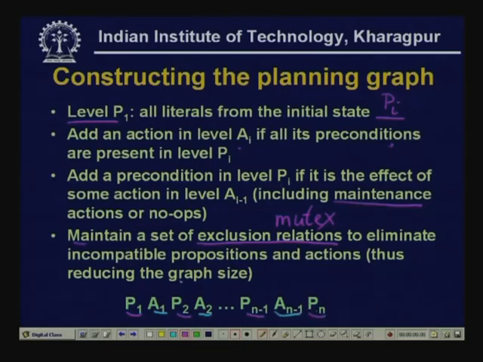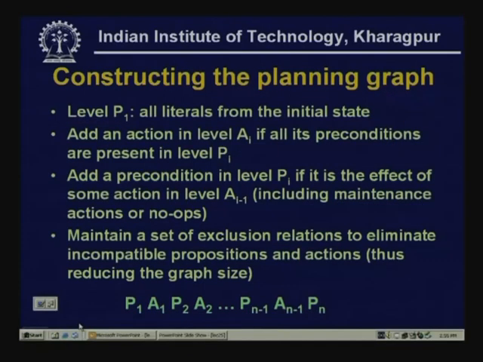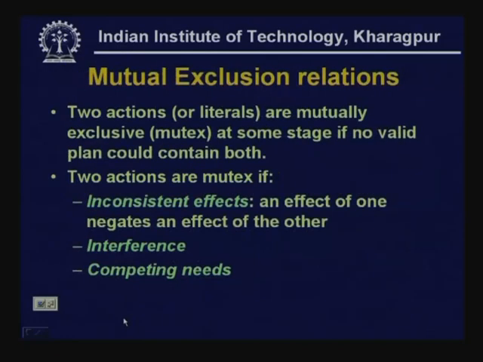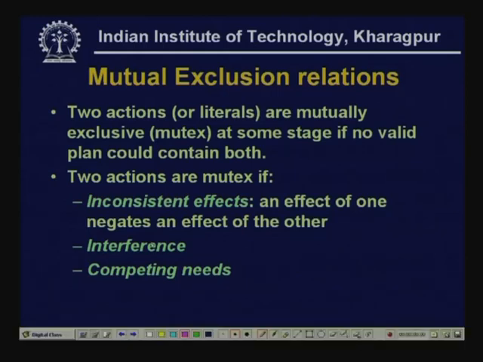Okay. So, this is a planning graph. Now, what would be the mutual exclusion relations that we will consider? We have mutex relations between two propositions. We also have mutex relations between two actions.